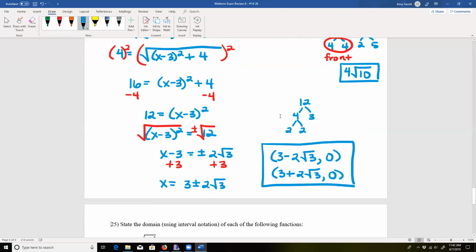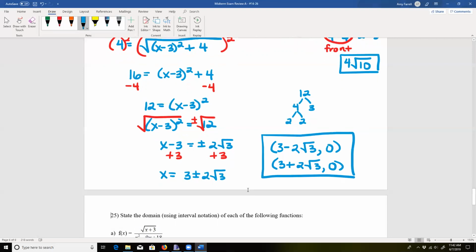I give my students a point for this problem for actually writing the points. If they just say x equals, then I'll take off a point, but I don't know what your instructor will do.